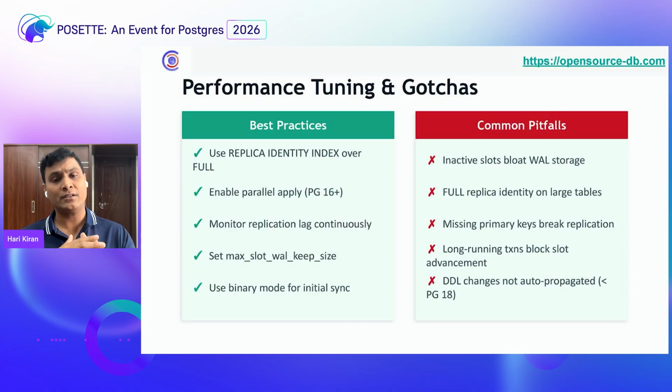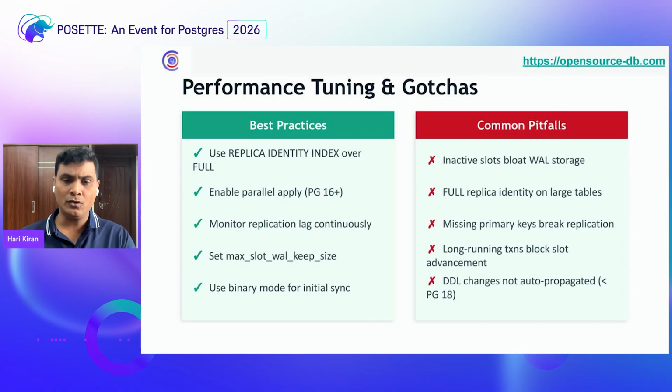Use max_slot_wal_keep_size to limit how much WAL an inactive slot can retain, and use binary mode for the initial table copy. It's significantly faster than text mode, right? And then missing primary keys will break replication of updates and deletes. So any changes that happen to the schema need to be applied onto your logical replicas. And then long running transactions on the publishers block slot advances.